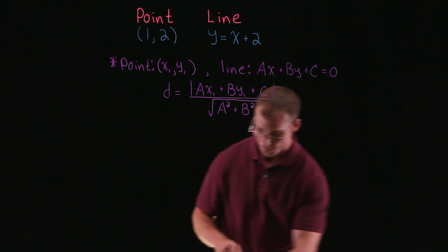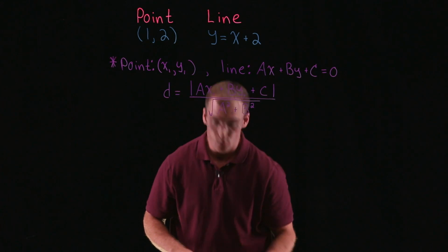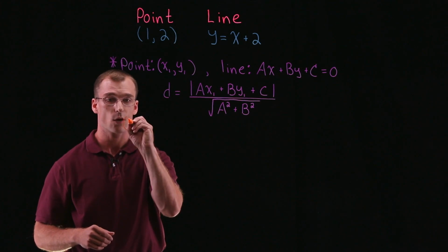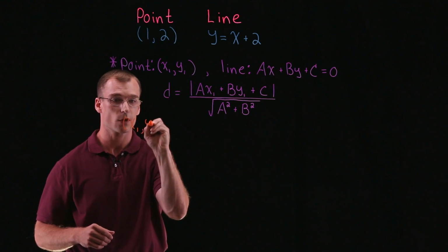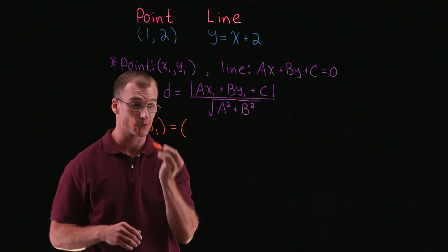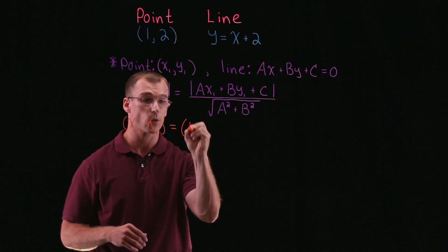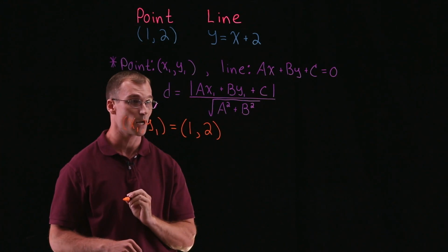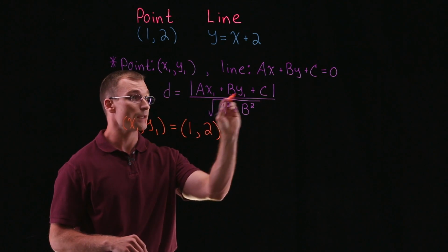So to start with, we know that we have a point right off the bat, our point 1, 2. So our point x1, y1, is the point we're trying to find the distance from to the line. That's given by our coordinates 1, 2. So that's our x1 and our y1. Now we need to find our a, b, and c.